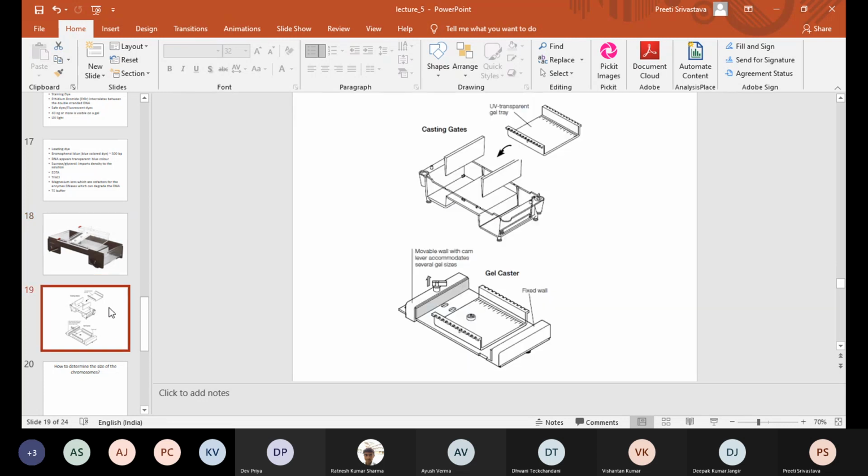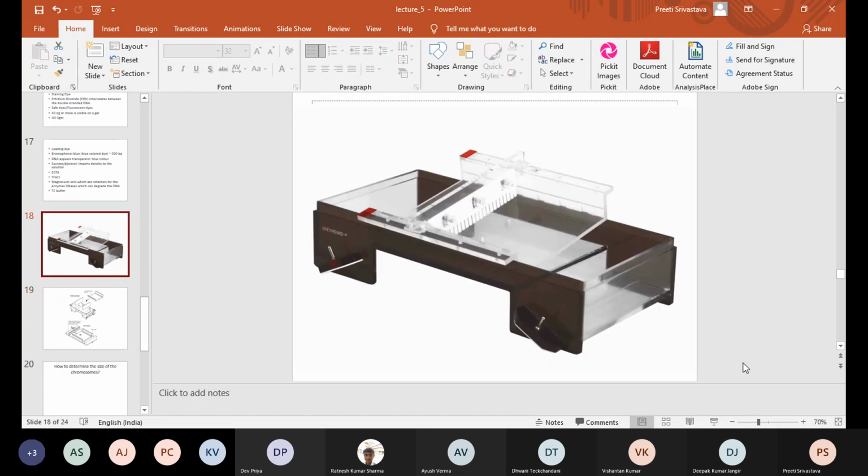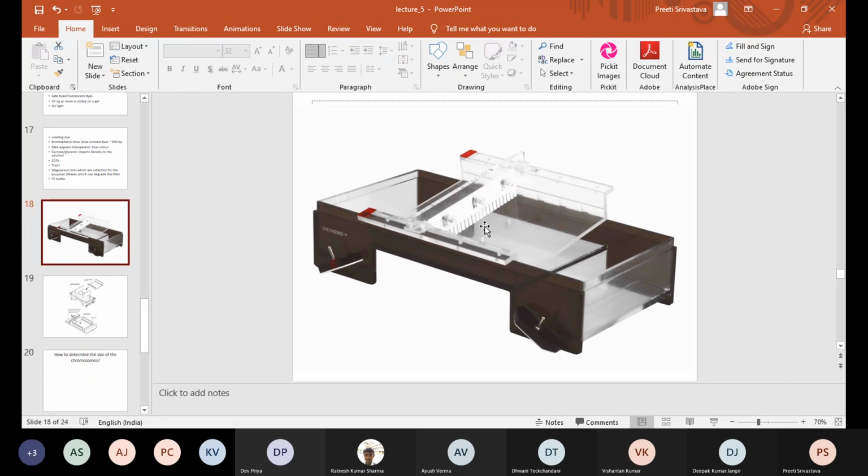Since you have not seen this, maybe in the next class I will show you a quick video of how we can create the wells and how the loading dye helps in the loading of the DNA. Remember the terms: staining means staining the DNA, it's a staining dye, so it stains the DNA so that the DNA is visible. Loading dye helps in the loading of the sample. It helps in marking the front. It contains bromophenol blue and you can mark the front, right?